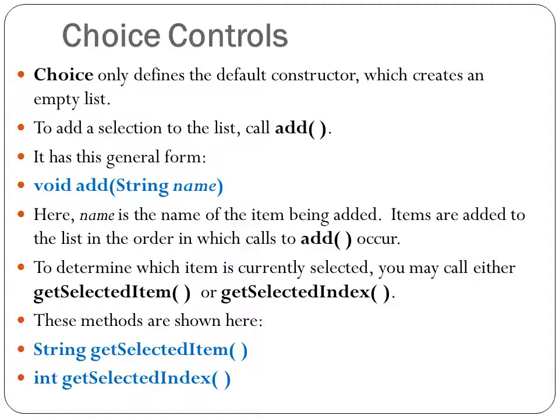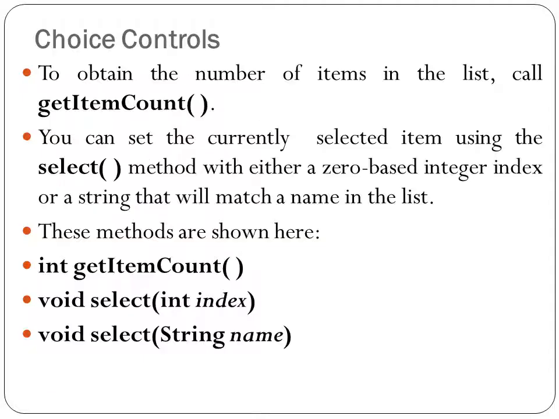If you want to add items to that choice list, we can use the add method, and the argument is name. You have to pass the name of the item to that add method. Items are added to the list in the order in which add is called. And if you want to know which item is currently selected, you can use either the getSelectedItem method or the getSelectedIndex method. getSelectedItem will return the name of the item you have selected, and getSelectedIndex will return the position of the item you have selected.